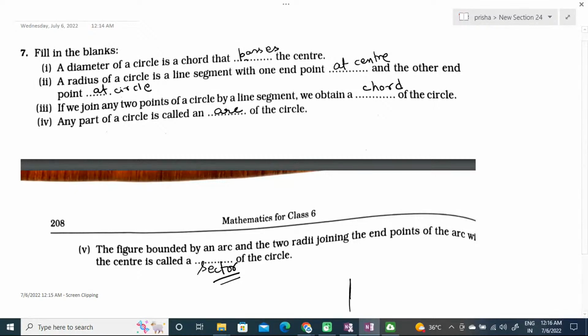This is only a theoretical chapter of the circle. We have to know each and every concept. What is chord, what is secant, what is radius, what is diameter. This is a theoretical chapter.